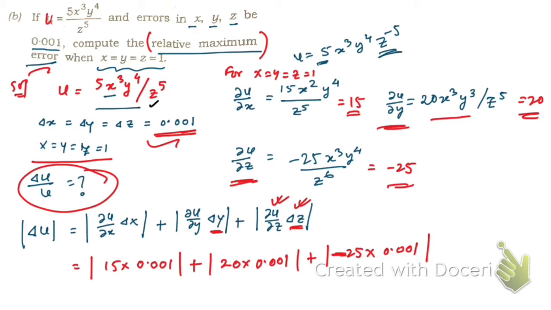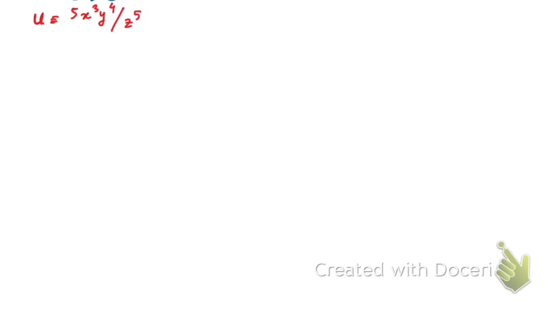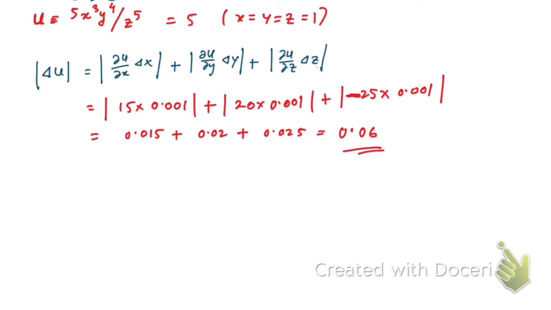So now if we calculate those multiplications and additions, we're going to have this result. Then let me go to the new slide. Here you see this is u, which was given, and on putting x equal to y equal to z equal to 1, we have got u is equal to 5. Also we have got mod of del u. And here, how to find the maximum relative error? That can be found by using this formula.